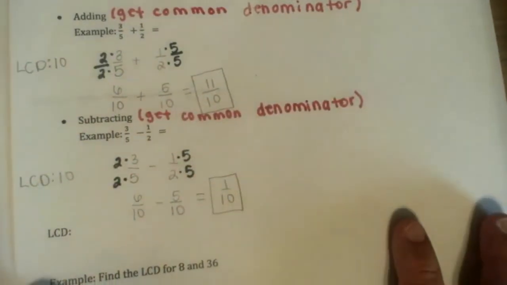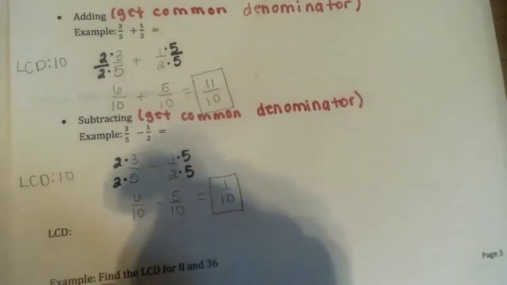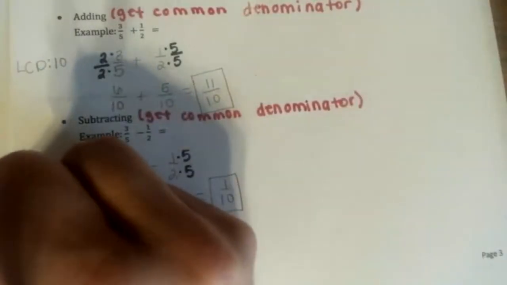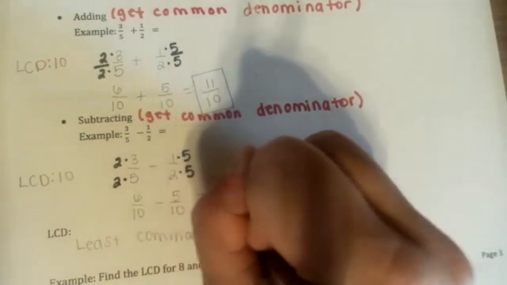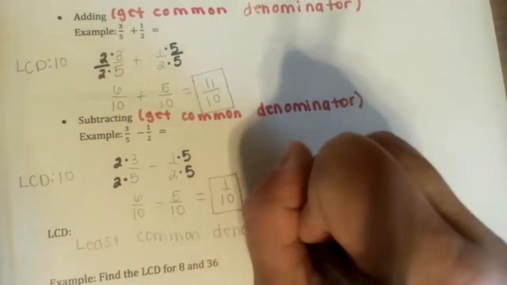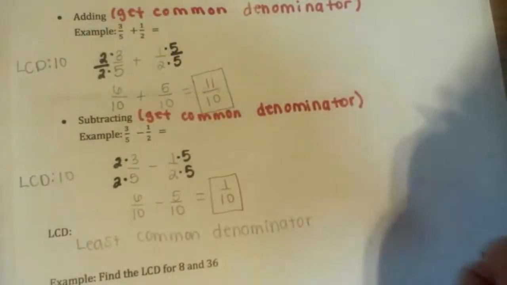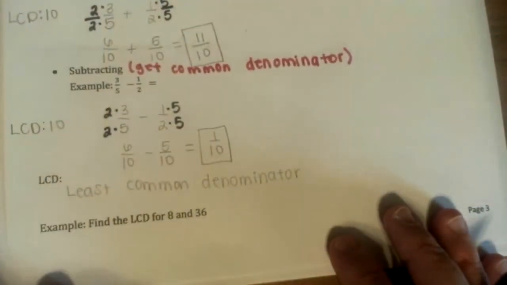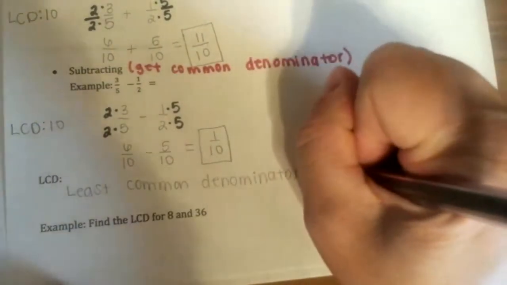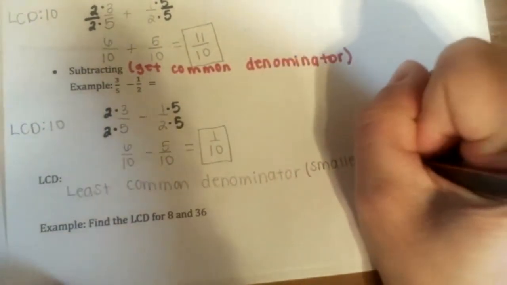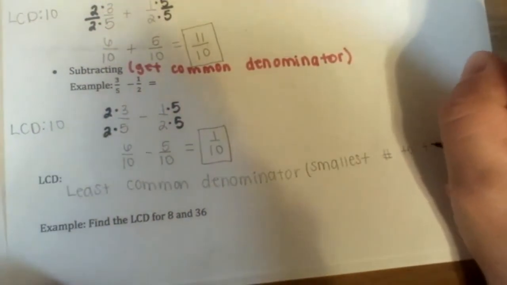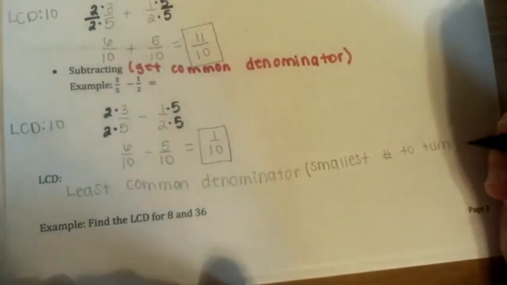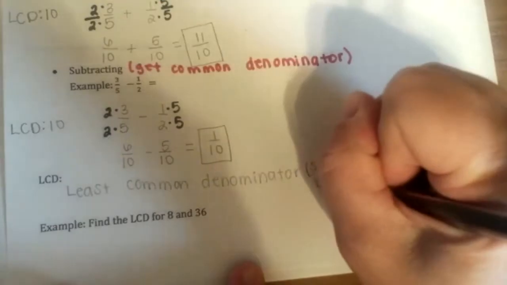All right, so that's adding and subtracting. We mentioned this LCD thing. So LCD stands for least common denominator. Least common denominator. So what a least common denominator is the smallest number to turn both denominators into.